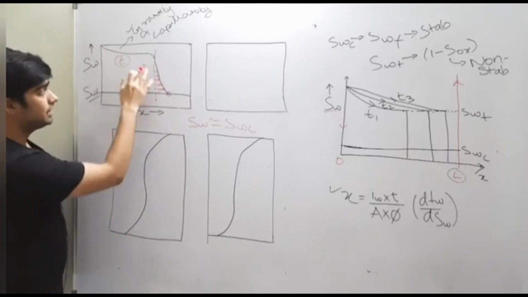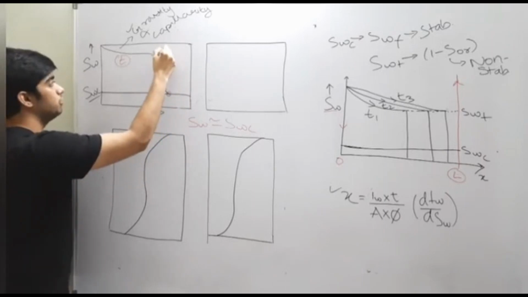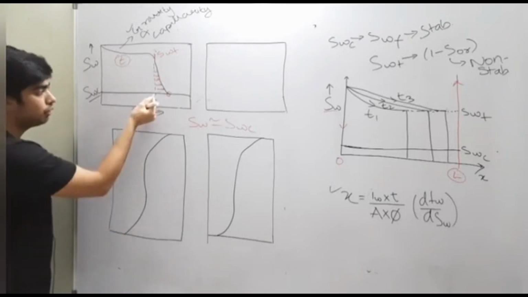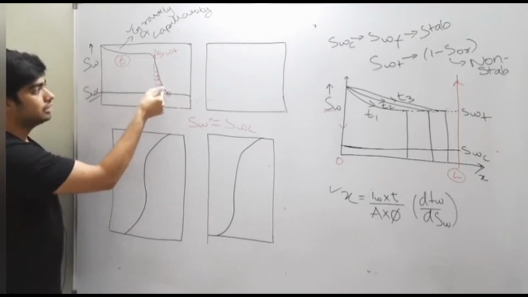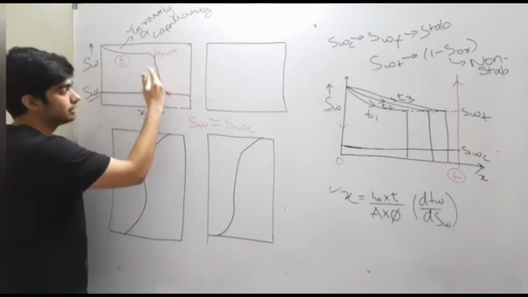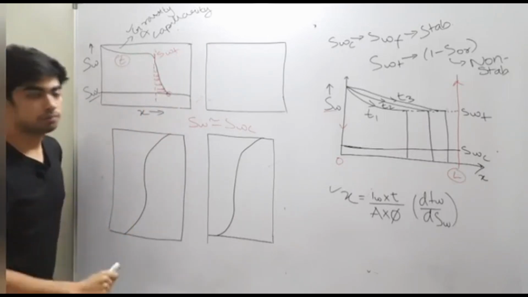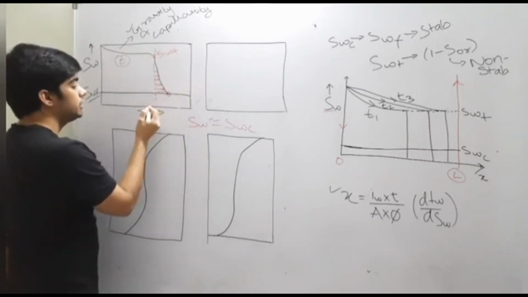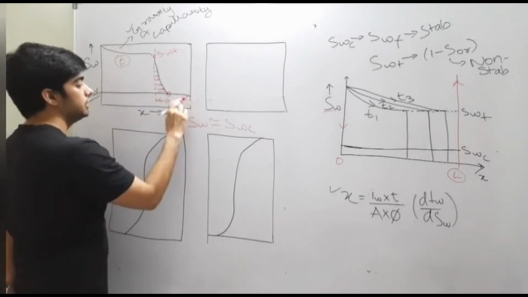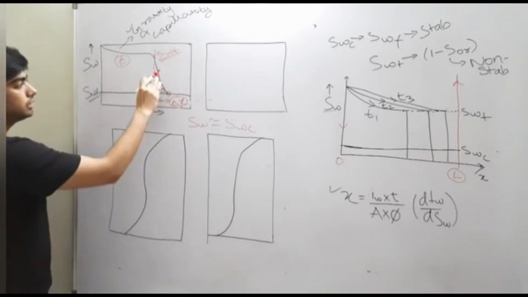Now there are two different natures of the curve in this case. From SWC to SWF, there is a very sharp change in saturation. For a very small increase in distance, there is a very large increase in saturation. Although there is a stepwise increase, there is not a very sudden jump. The increase is stepwise, but these steps are very small. So for a very small change in x, there is a very large change in the value of saturation, and the final saturation in this zone is SWF.